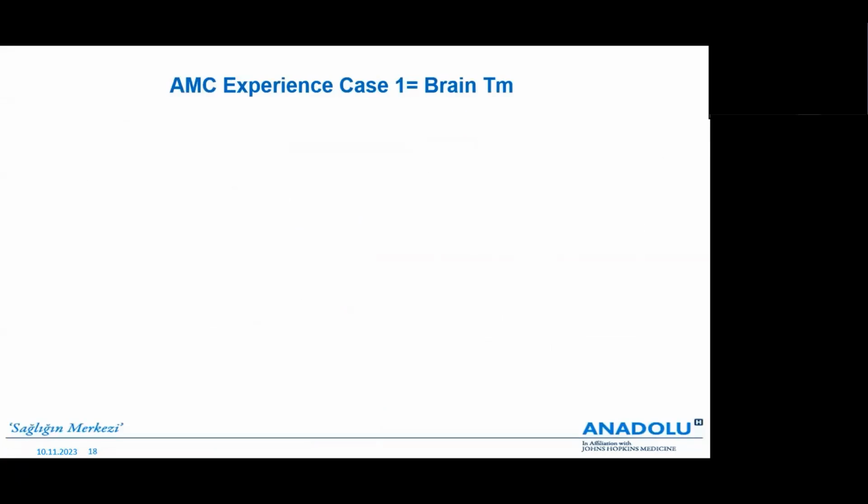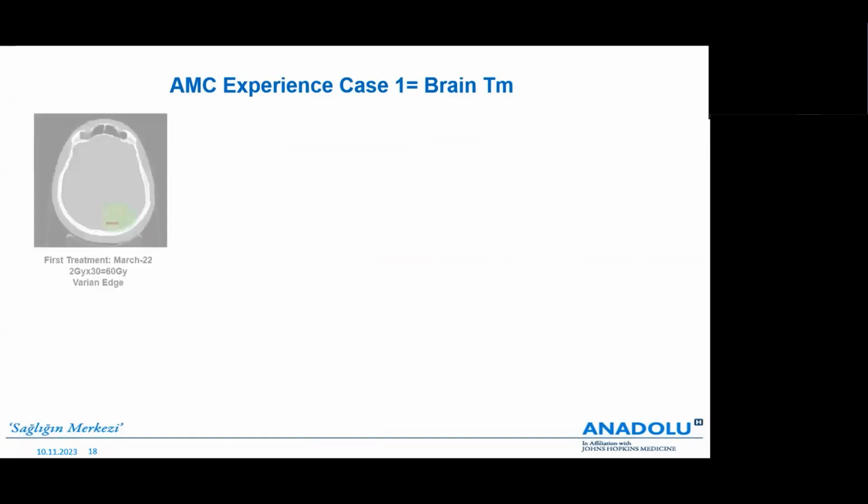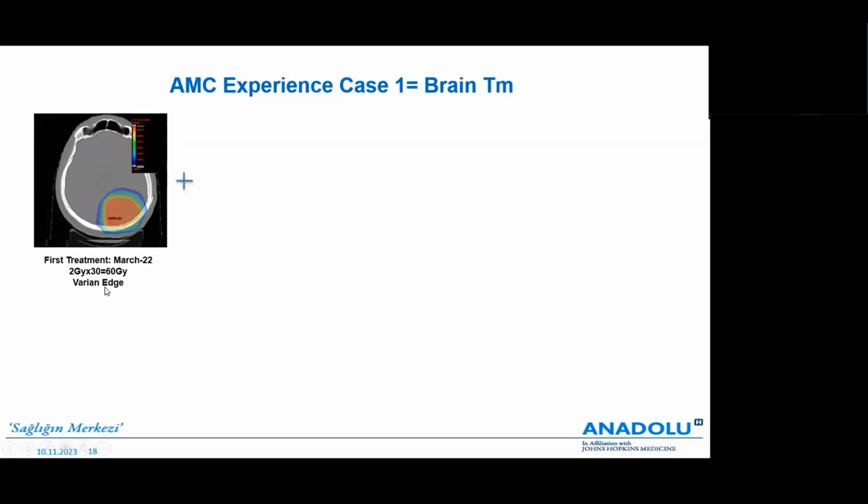So I will give you some real data about our department. So this is the first case. We irradiated this patient in March 22, and we gave 3 gray, and the total dose is 16. We used the Varian H system in this patient.